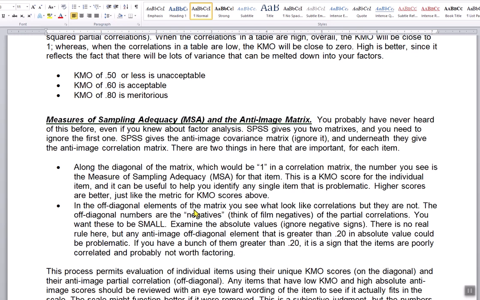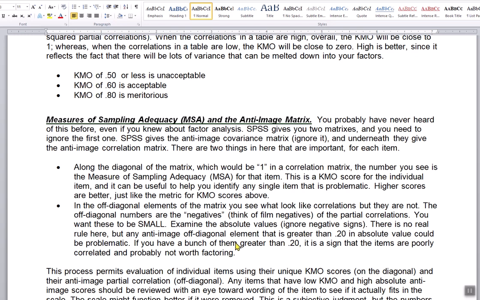And then in the off-diagonal elements, you see what look like correlations, but they're not. The off-diagonals are the negatives. If you think of film negatives, you have the basic idea. It's the complement of the partial correlations. So these numbers are going to be small. You want them to be small, and smaller is better. Ignore the negative signs. Just look at the absolute value.